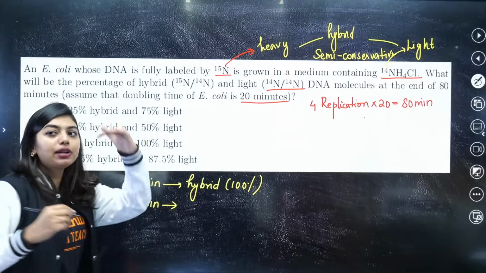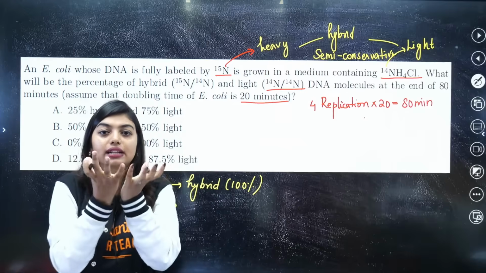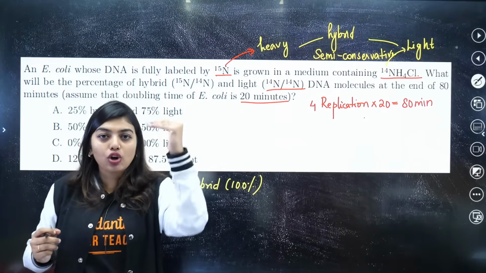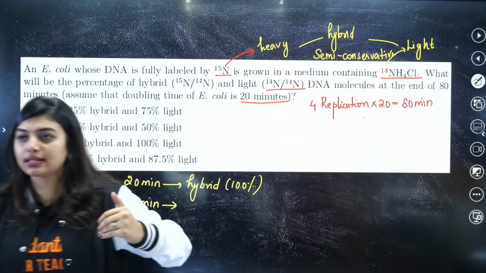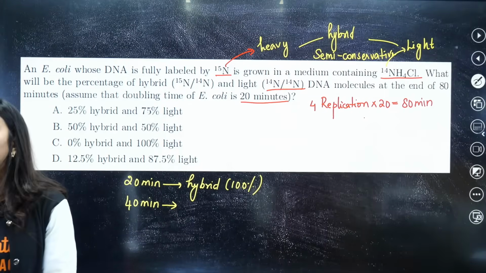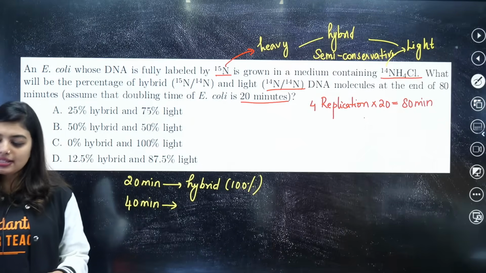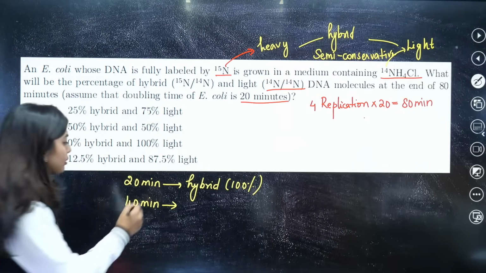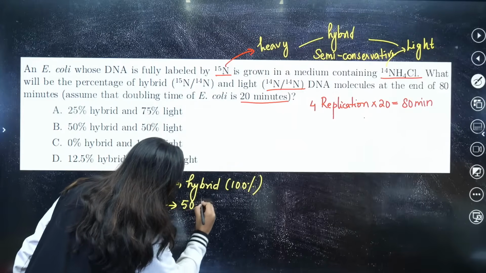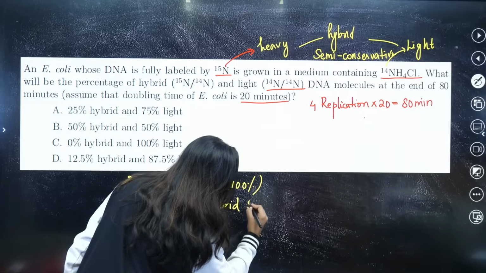Students, hybrid will keep reducing because N15 is not there in that content. N14 is there. So always remember, hybrid is going to be less. Is this clear? Give it a try. What will you get in 40 minutes? I know all of you are in a hurry to tell the answer, but I want all of you to solve with me. In 40 minutes, I will get 50% hybrid and 50% light.